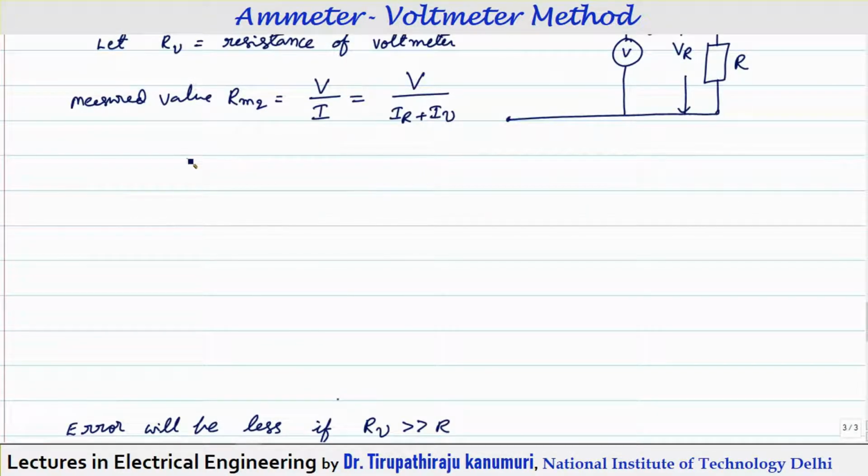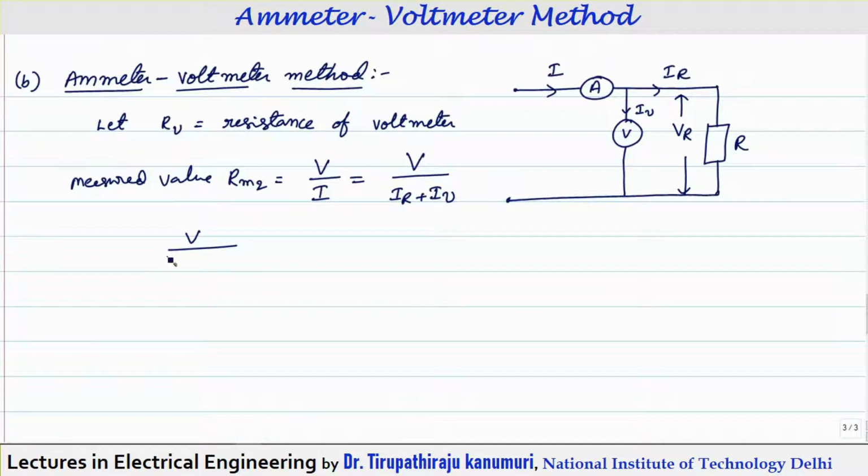So let us try to substitute those values. This will be equal to V divided by, what is the current? IR. IR is nothing but VR divided by R. And we know that VR is nothing but the voltage measured by the voltmeter. So this I can write as V by R plus V by the resistance of this voltmeter. So the resistance of the voltmeter I can take as Rv. Okay, so this is the value we get. So this I can write as R divided by 1 plus R divided by Rv.